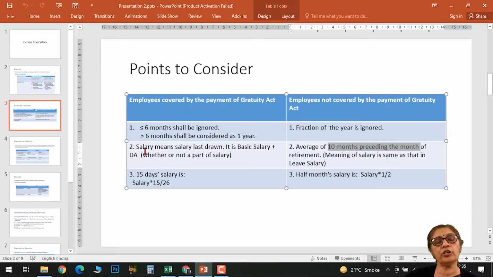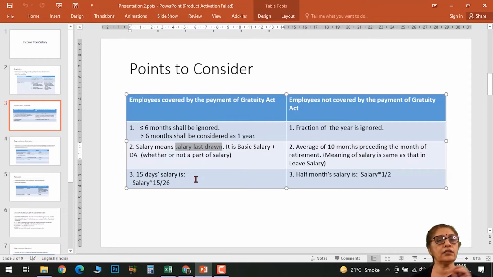But if you are covered by the Payment of Gratuity Act, then salary is not taken as average. That is salary last drawn. We take the last drawn salary. You retire in March. What is the salary that you are drawing in the month of March? And which salary? It's basic and DA. DA, always. DA is a part of salary, DA is not a part of salary, doesn't matter, we shall take DA. Now for those not covered under the Gratuity Act, it is DA conditional, commission conditional. If you are covered under the Gratuity Act, DA is always taken whether or not it's a part of salary, and commission is never taken.